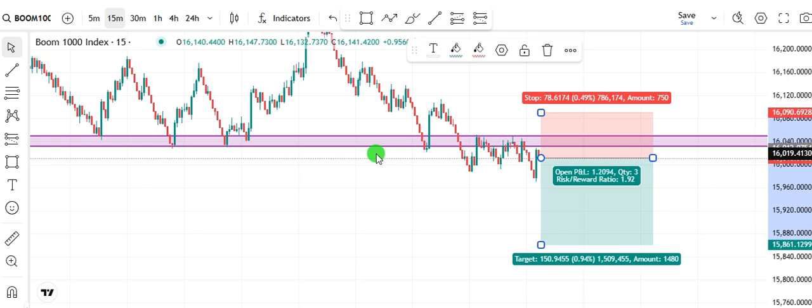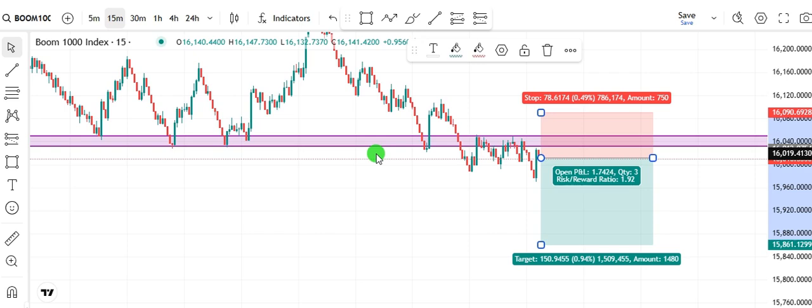Just a moment. Let me set my take profit and my stop loss. Okay, short, that's short, sorry, not long. So I'll be going short right now. Okay, I just went short on that.